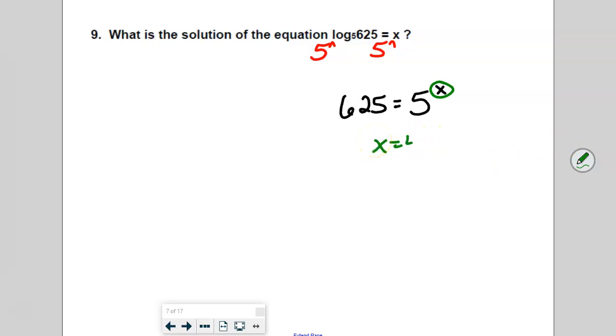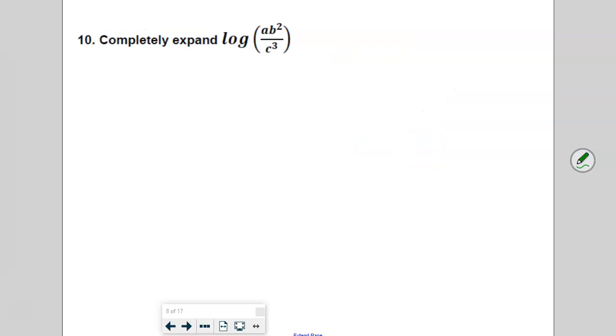Now, there's other ways for us to get that answer. You could use some change of base formula. I think for where we're at right now in Algebra 2, I think this is the best method for you to solve that problem. All right, completely expanding logarithms. We are going to want to look for an answer that's fully expanded, which means in each logarithm, you're only going to have one thing.